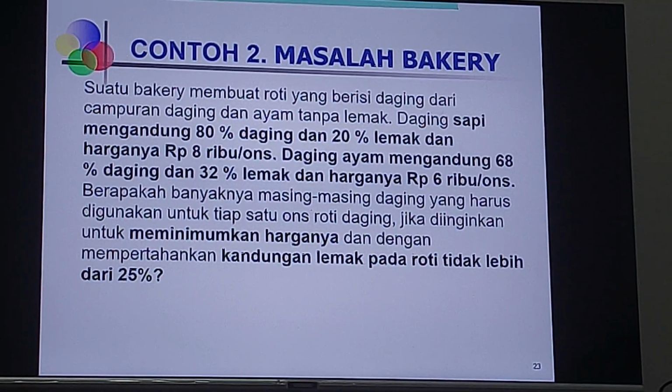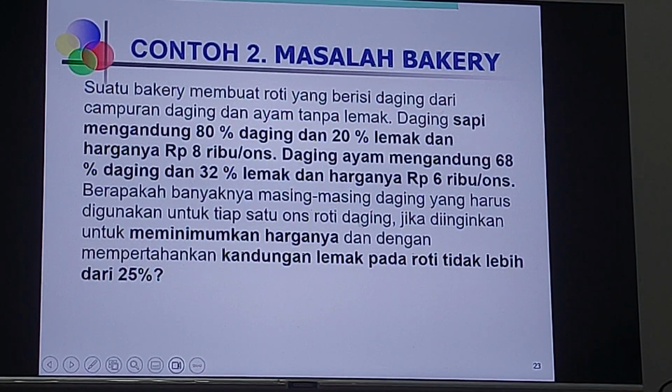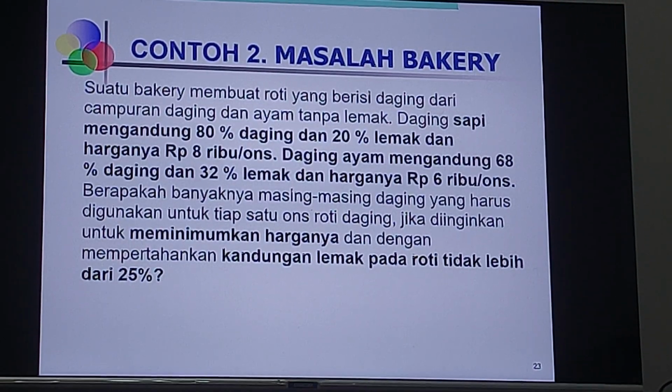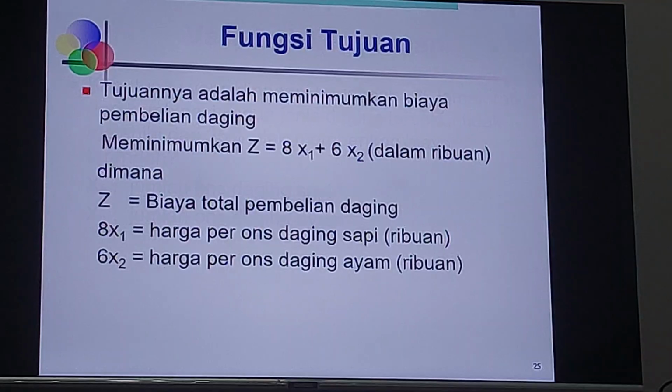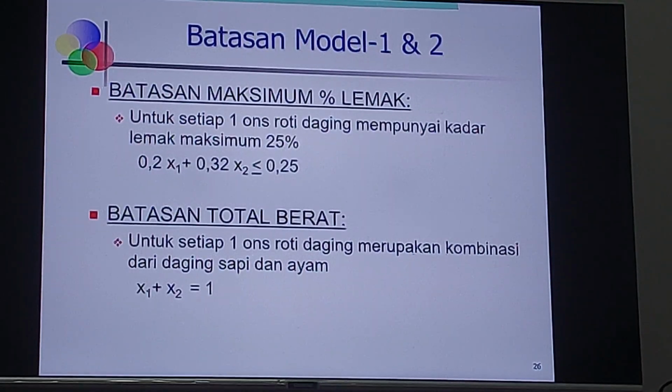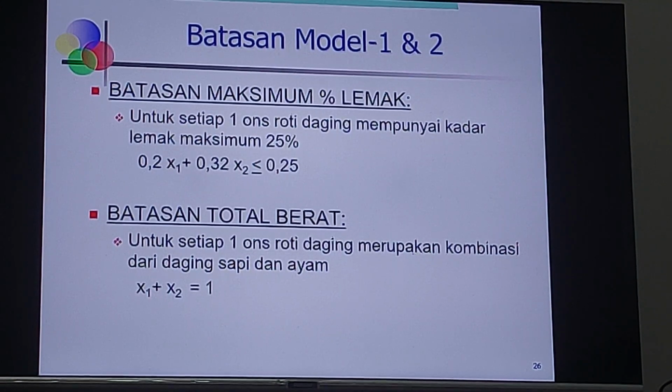Except if they have additional variables, not only beef and chicken but other meat. But to make it simpler, 1 bread is only 1 ounce. They don't want to make more than 1 ounce. That means, going back to your question, X1 and X2 have to be equal, not less than. Because if it's less, then the bread becomes small, and you will not sell well.